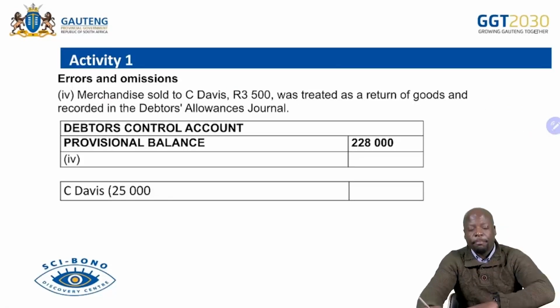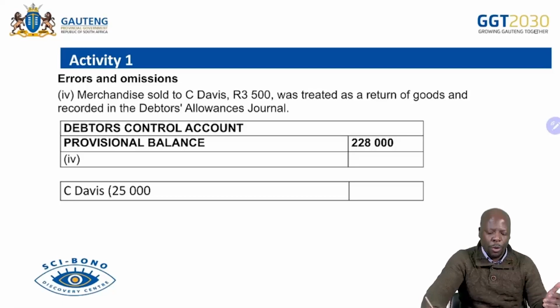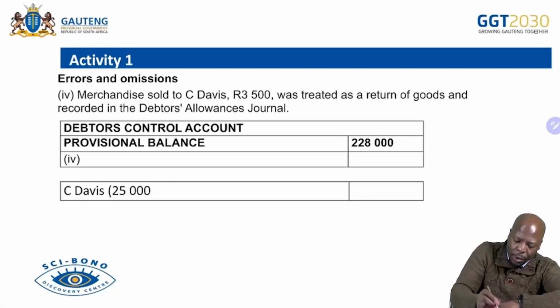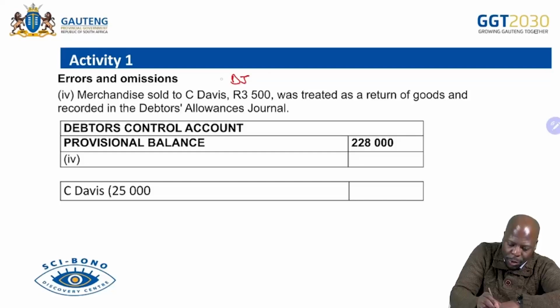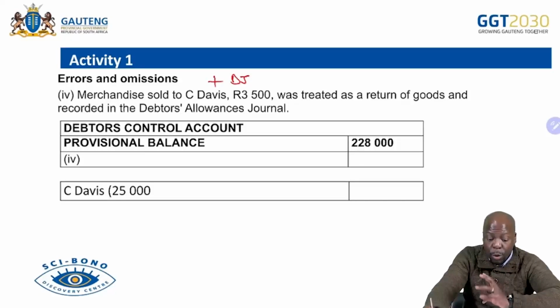Error number 4. It says, merchandise sold to C debtors. So we sold goods to C debtors of 3.5. All right. So we know once we sell goods to C debtors, where should it go? It should go to the DJ. And once we sell goods, the sign is a plus, and that should stay in your mind. We should go to the DJ and it should be a plus.